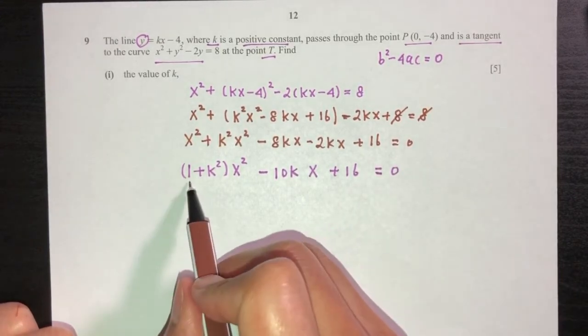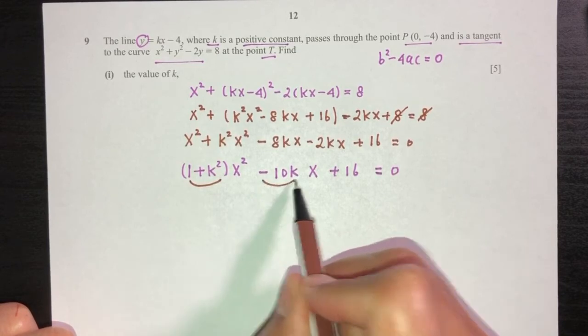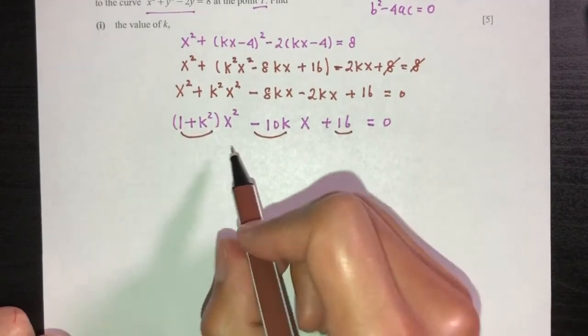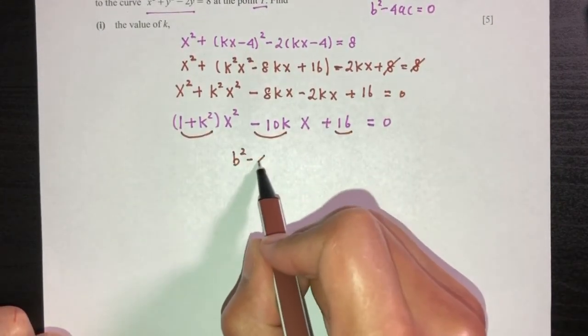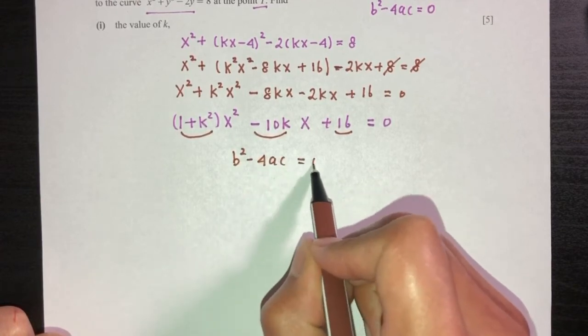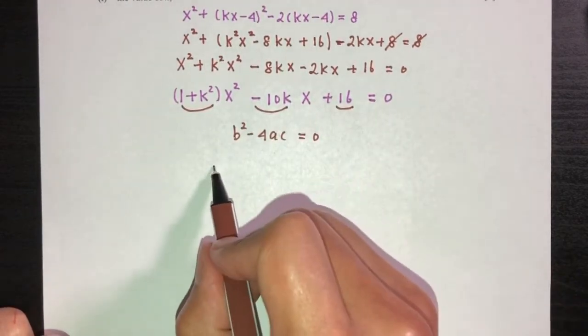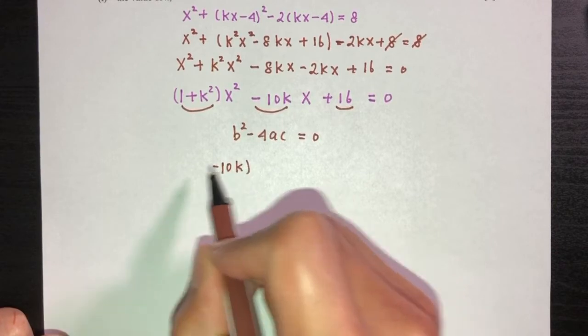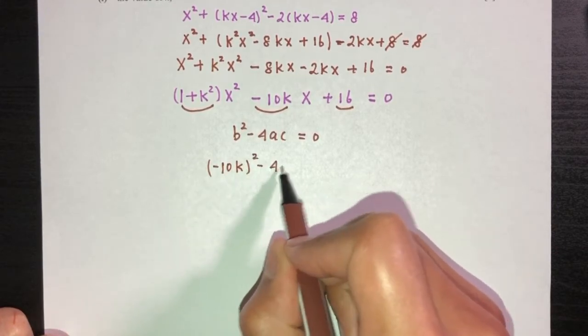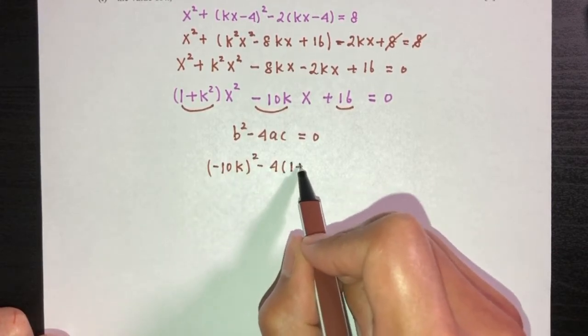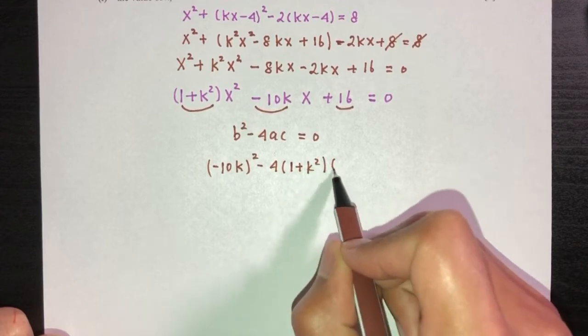This is your value of a, this is b, and this is c. So we have to show b squared minus 4ac equal to 0. So what is b squared? It is minus 10k squared, minus 4 times a, which is 1 plus k squared, times c.